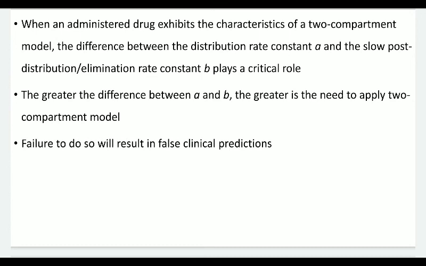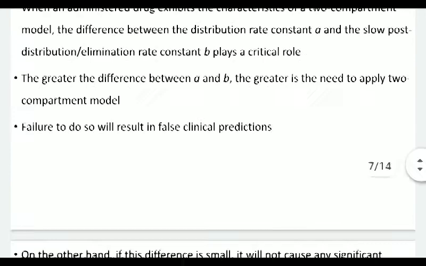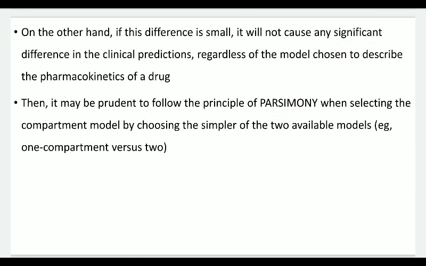Suppose we are in a puzzle about whether we should apply the two compartment model or the one compartment model. We can cross-check this by finding the values of constants alpha and beta. If the difference between the two constants is very wide, then definitely the drug is following the two compartment model. Failure to do so will result in false clinical predictions. So this would be very critical for conducting any clinical trials. On the other hand, if this difference is small, it will not cause any significant difference in the clinical predictions regardless of the model chosen to describe the pharmacokinetics of a drug. Then it may be prudent to follow the principle of parsimony when selecting the compartment model, by choosing the simpler of the two available models.